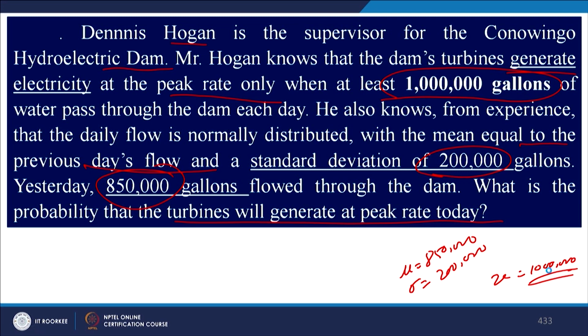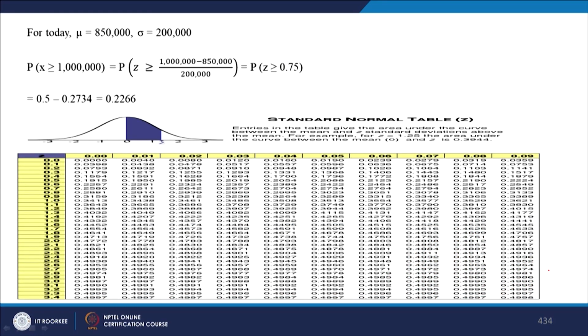Now, first of all you should convert this x value into a z value, right. So, the probability that the electricity would be generated can be calculated like this. So, this is x minus mu divided by sigma. So, the z value is equal to 0.75.